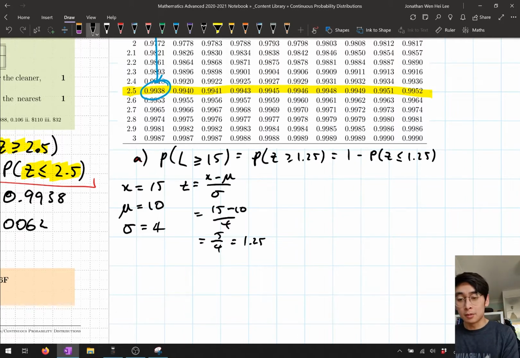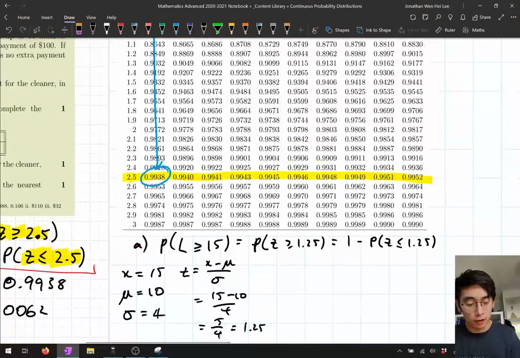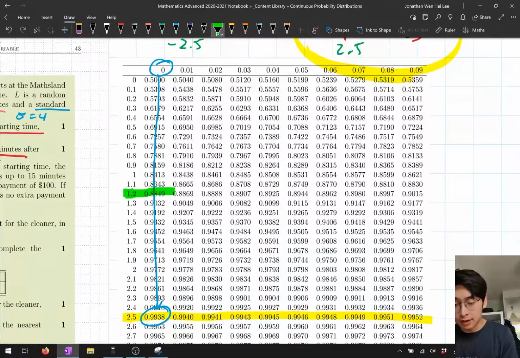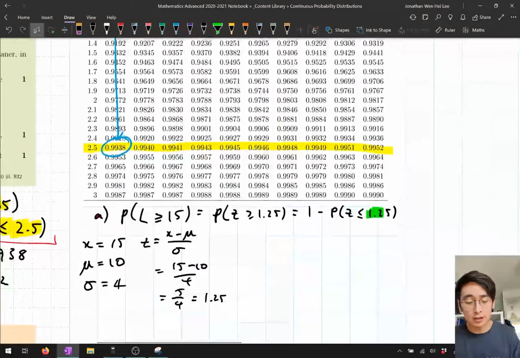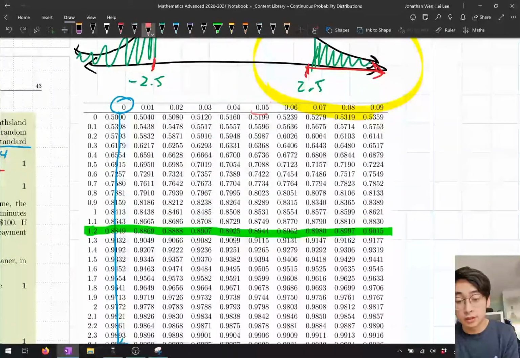And so I'm going to go to my table. This time I'm going to do this in green. I want to find where 1.25 is on my table. Here I look for the first two digits, 1.2. So 1.2 is over here, I'm looking at this row. I found my row for 1.2. Now I need to find the second digit, the second decimal place, which is 5. So here I've got 0.05.